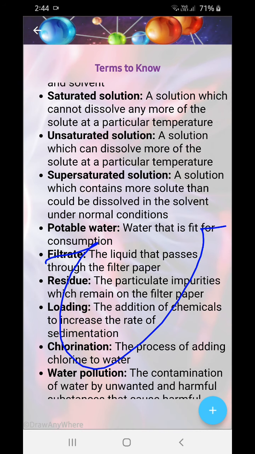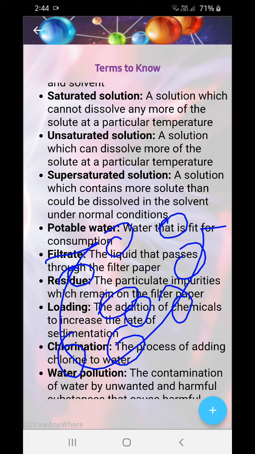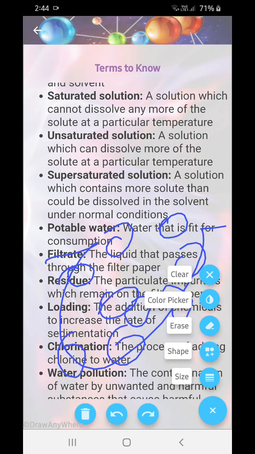The molecules will gain more and more energy, and they will move apart from each other. Intermolecular forces will break. They will go apart from each other. More and more space is being created. So now what happens? The salt particles.